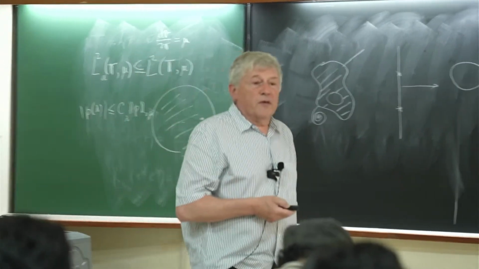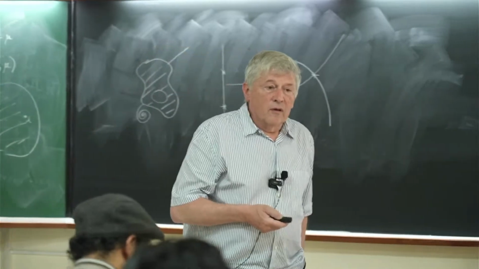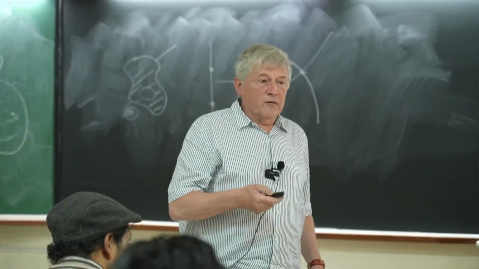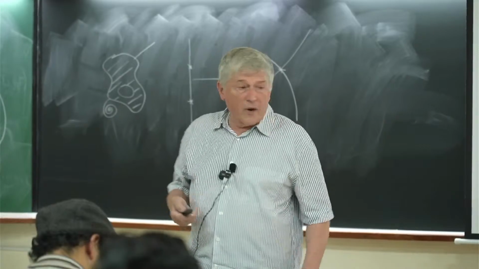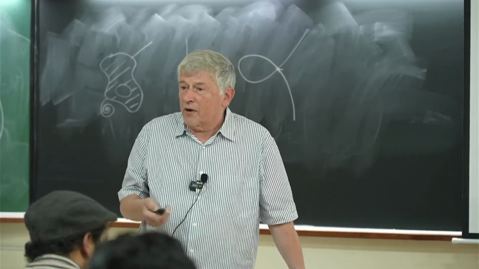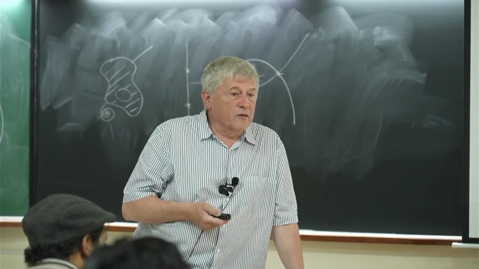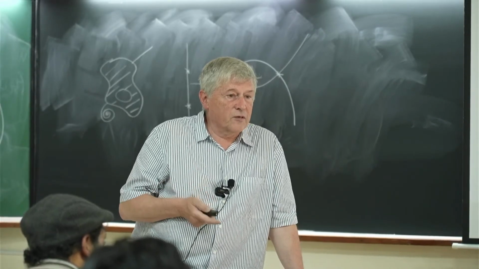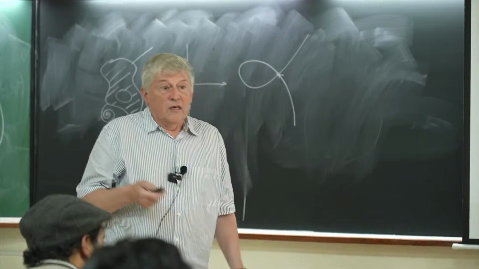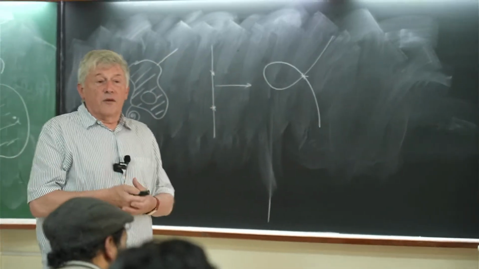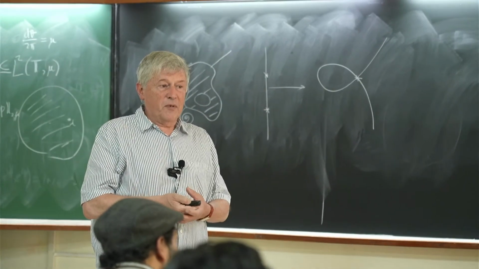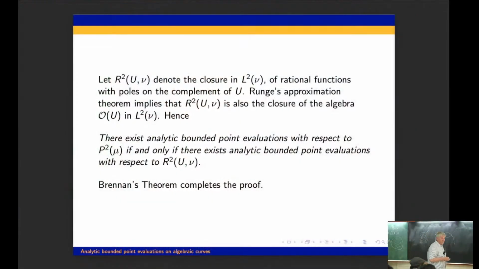But this opens a question, and here is my open question for everyone. What is happening for higher genus? Rational curves have genus 0. Is it true or not? And nobody knows. So that would be an extremely interesting point to start your hand.